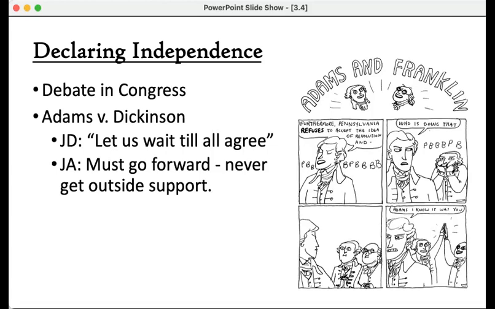So there is this big debate in Congress. John Dickinson, you remember the Letters from a Pennsylvania Farmer, the Olive Branch Petition, is going to be the advocate for peace, for reconciliation. And he's going to say, look, we need a unanimous vote. We all have to agree, because he's trying to kick the can down the road. John Adams says, look, we have to go forward. We're never going to get everyone to agree. We're not going to get outside support. So we start moving closer and closer towards independence.